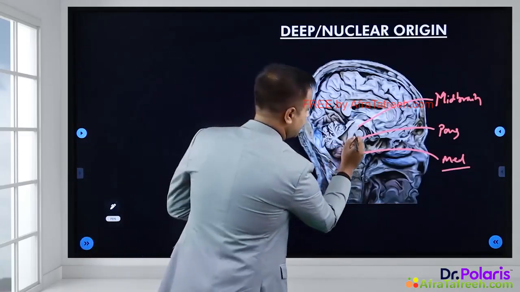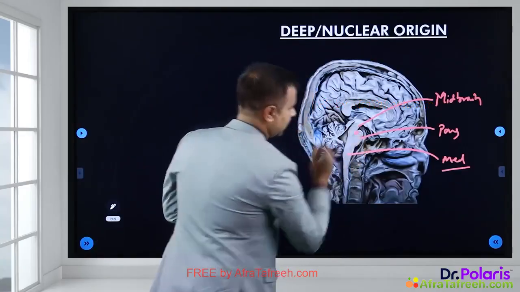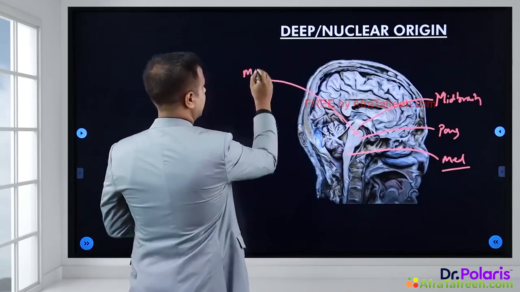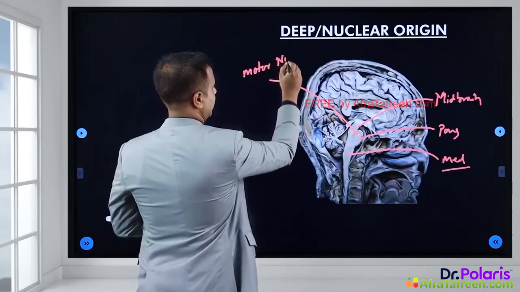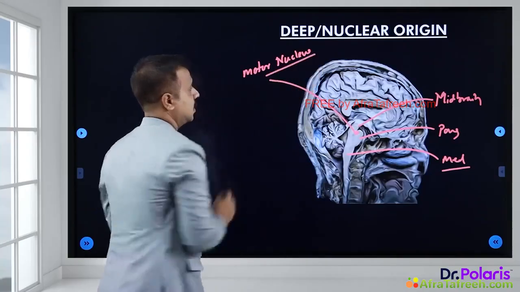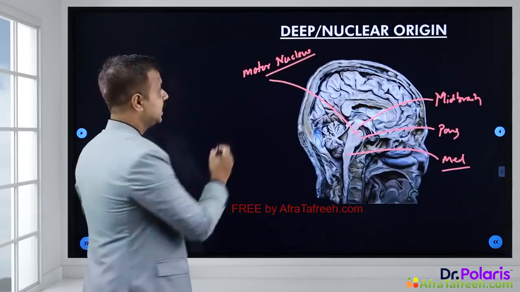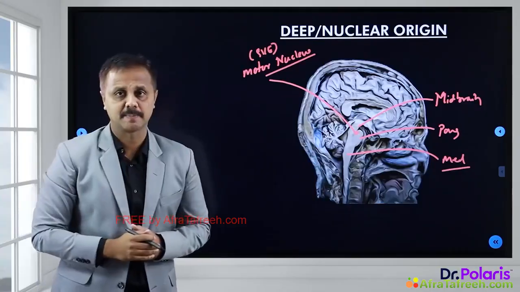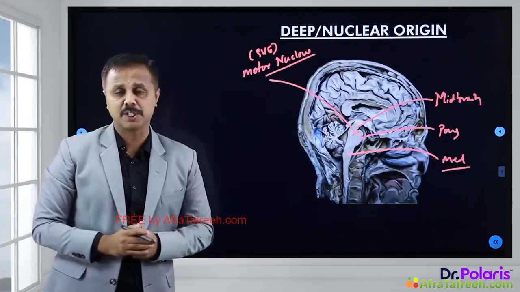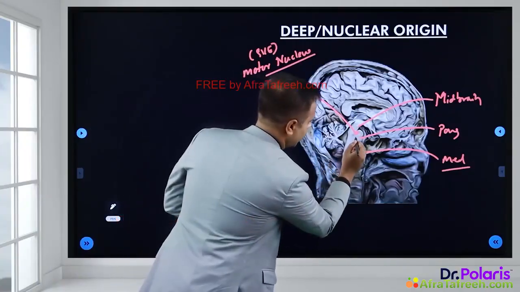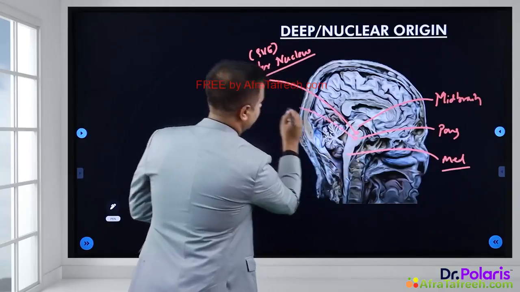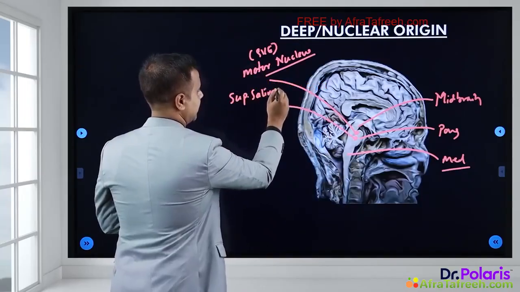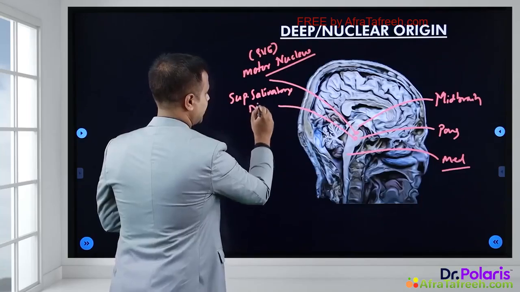Now the first important nucleus of facial nerve is located in pons. And what is this nucleus? We call this the motor nucleus of facial nerve. And what functional column does it represent? This represents the special visceral efferent column that supplies the muscles of branchial arches. Right? Then, after motor nucleus, there is one more important nucleus which is located in the pons itself. And what is this? This is the superior salivatory nucleus.